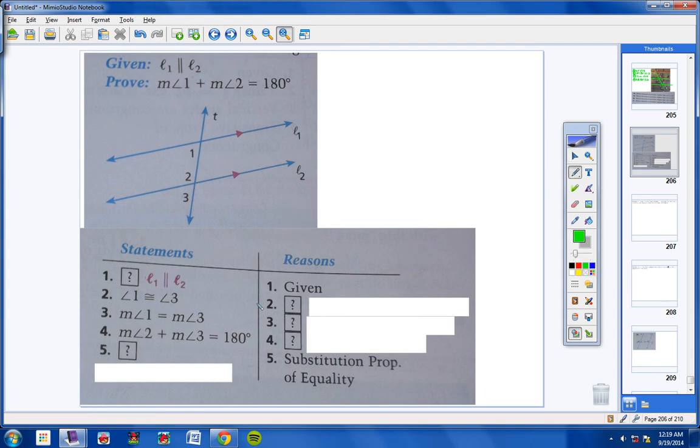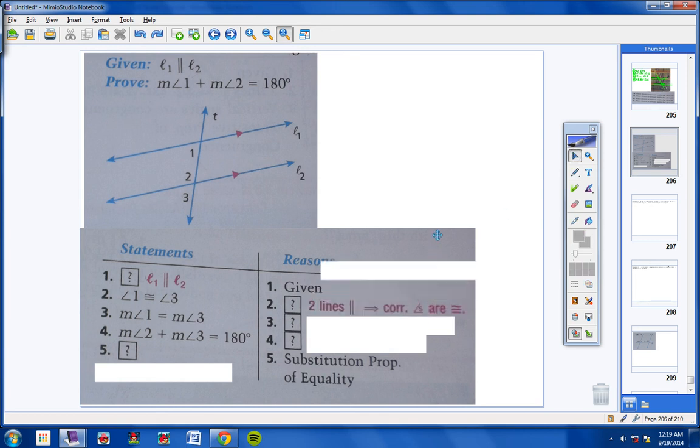Okay, now number 2, angle 1 is congruent to angle 3. Now look at this. How could they state that? We know we have parallel lines. We know we have a transversal. How could we state that angle 1 is congruent to angle 3? Well, they look like corresponding angles to me, so I'm going to assume the reason is we have corresponding angles. Yep, corresponding angles are congruent when you have two parallel lines.